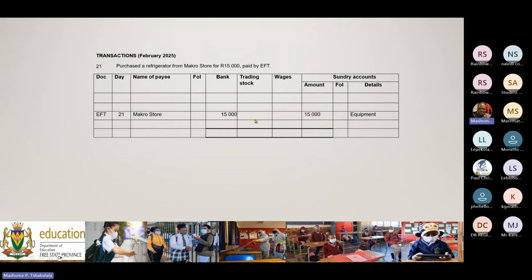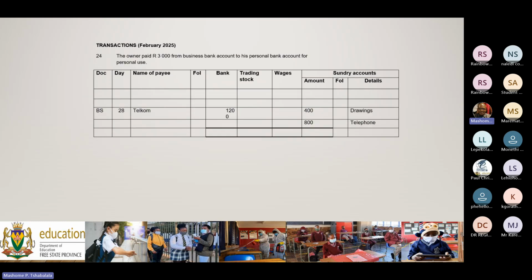We don't have any trading stock on this transaction. We don't have any wages on this transaction. Therefore, we go straight to the sundry account. Under the sundry account, the amount will be 15,000. Then the details will be equipment.